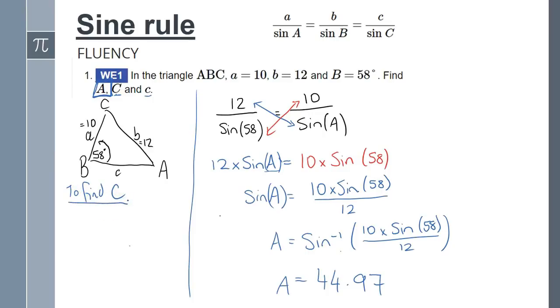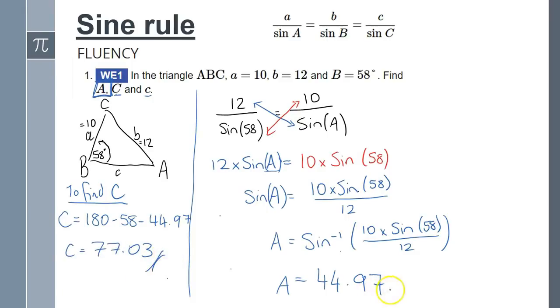So to find big C, there are a couple of options that you could use here. By far the simplest one is just remembering that in any triangle, all the angles added together equal 180. So if we've got two of the angles, we just need to take them away from 180, and that will give us the third angle. So 180 minus 58 minus 34.97. This time I've actually used my calculator. We've got 77.03.